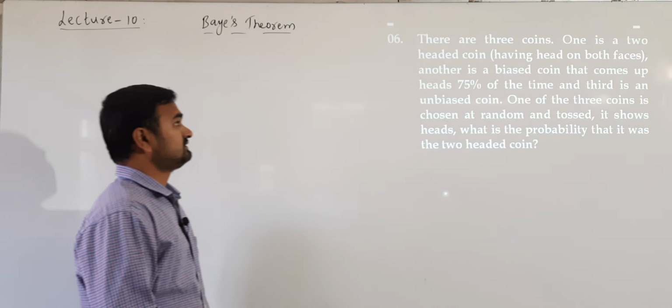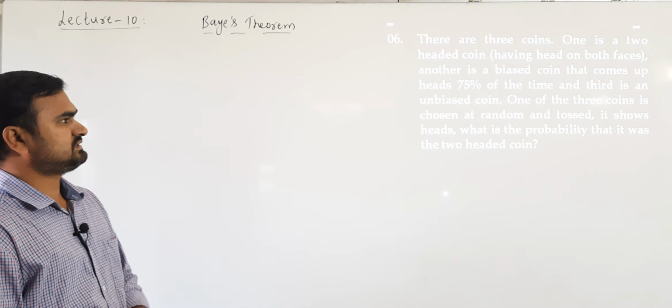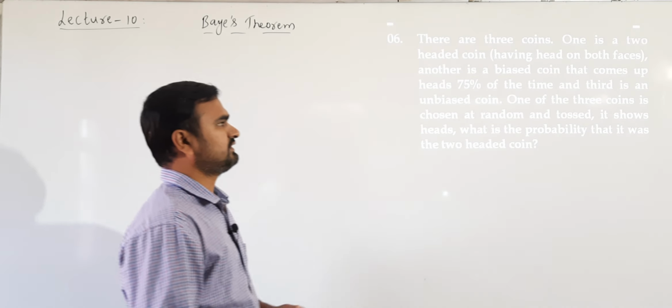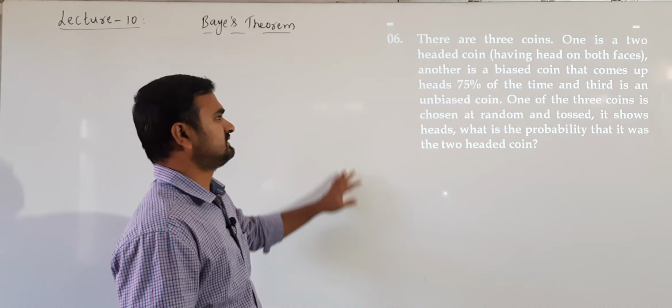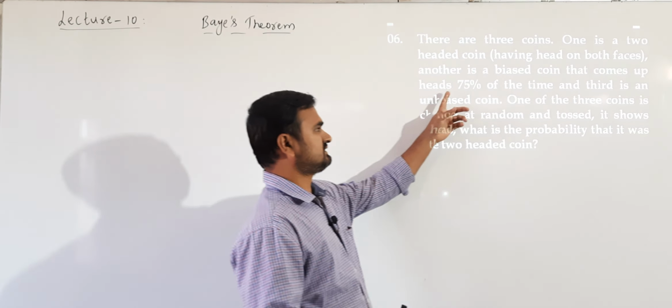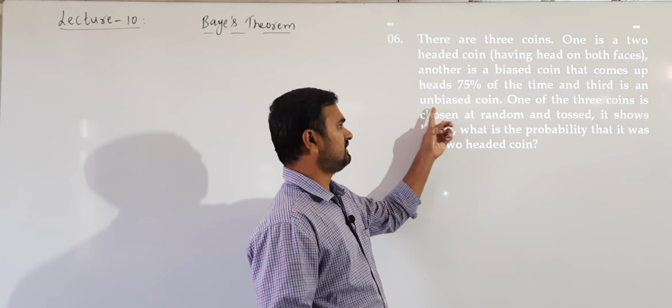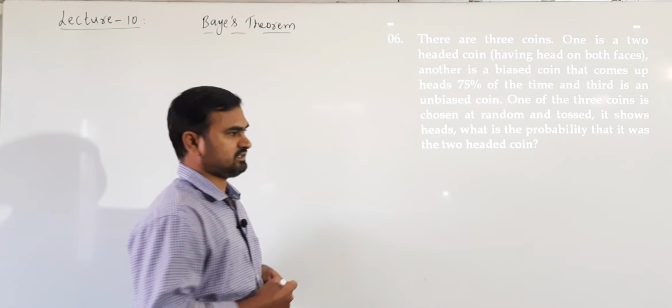Let us see the question. Question number 6. There are three coins. One is a two-headed coin where we are having a head on both the faces. Next, another is a biased coin that comes up heads 75% of the time, and the third is an unbiased coin. So there are three types of coins we are taking.